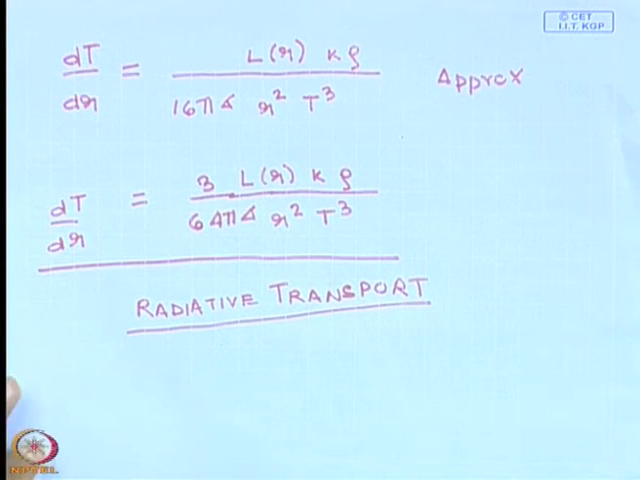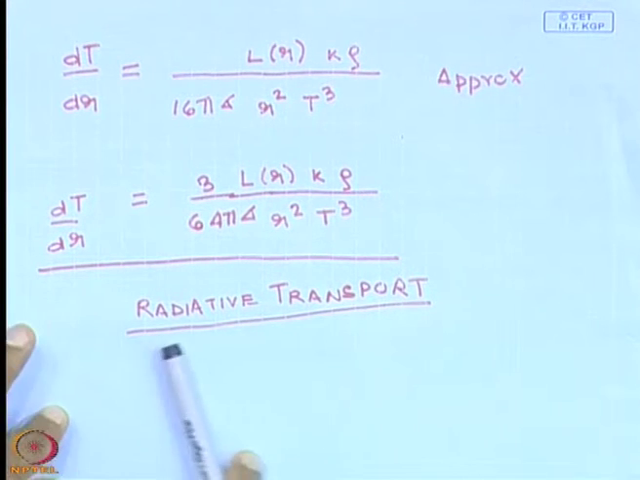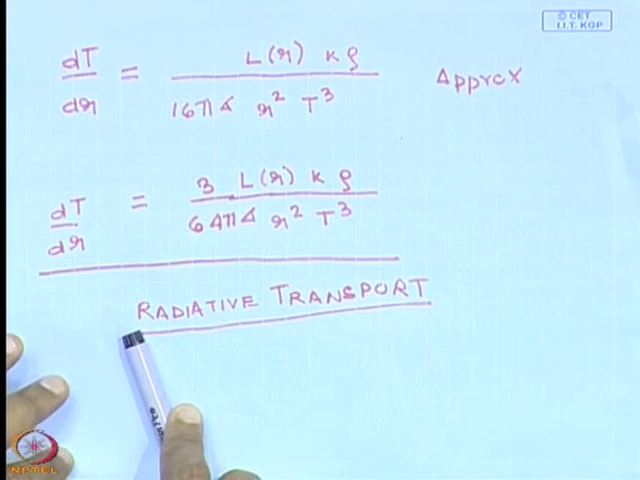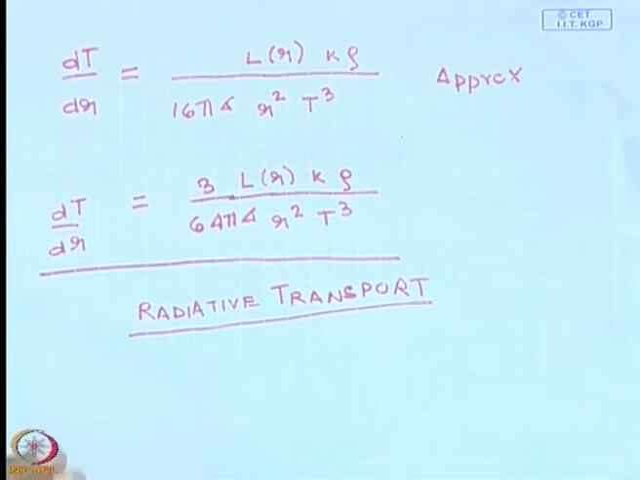Now, this is only one of the possible energy transport mechanisms. This is where the energy is transported through radiation, which is propagating outwards. There is another possible energy transport mechanism, which is convection. So, let me now take up for discussion convective energy transport.